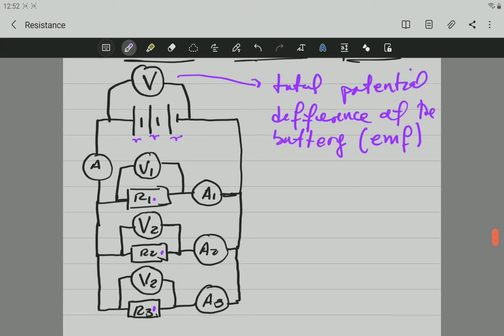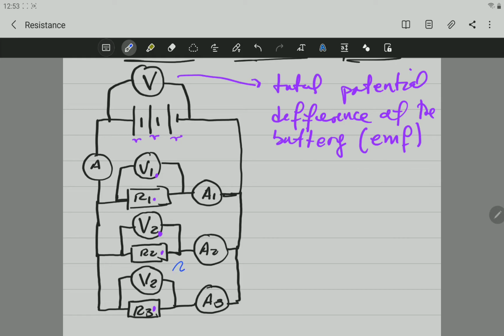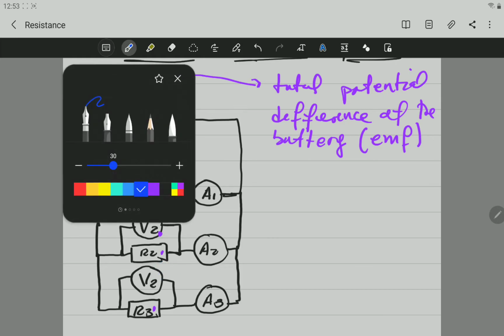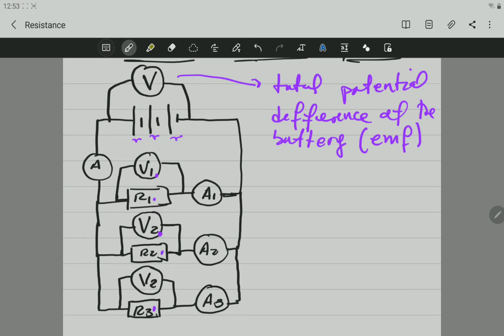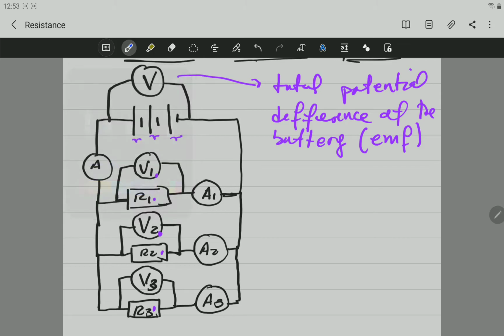Here is a voltmeter measuring the potential difference of the first resistor. There is a voltmeter measuring the potential difference of the second resistor, and there below is another voltmeter. If it's 2, it should be 3. So let's just fix that number quickly. It is voltmeter 3. Okay. Now, let's see the voltage.